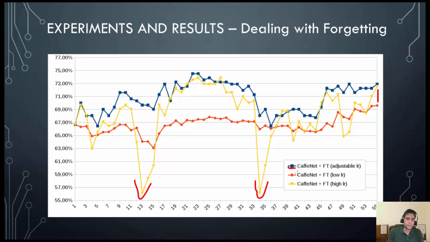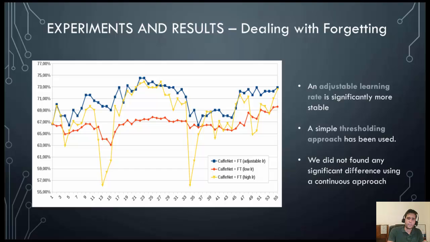Our solution, which we used in all the experiments that we have seen before, was to use an adjustable learning rate. And an adjustable learning rate is significantly more stable, the blue line here, and can reach the same level of accuracy as a high learning rate. In this case, we used a simple thresholding approach based on the number of images contained in the incremental batch encountered, and we did not find any significant difference using a continuous approach.